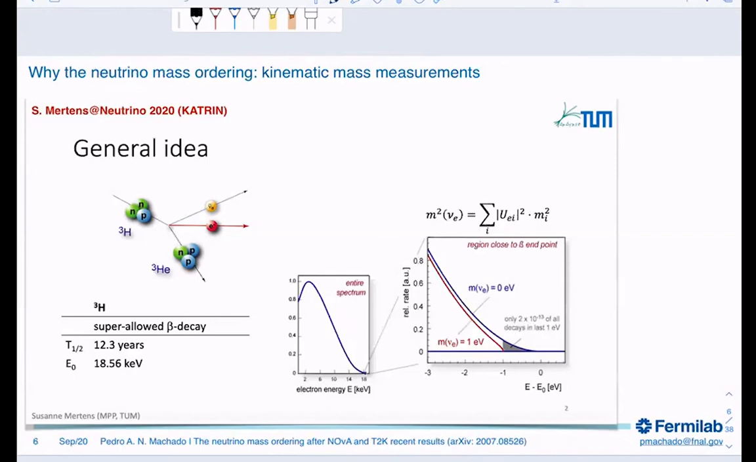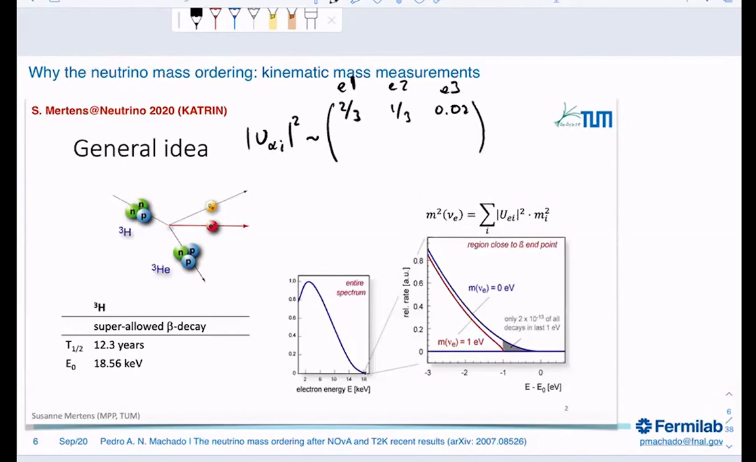But just to show you how the ordering is important here, the quantity that we're sensitive to is this effective electron neutrino mass, which is basically this sum. And just to give you an idea of numbers, if you look at the elements of the PMNS matrix squared, they go like 2/3 up here, so this is the E1, 1/3 for the E2, and about 0.02 for E3. This is very, very schematic.